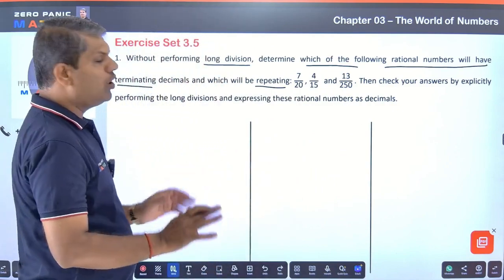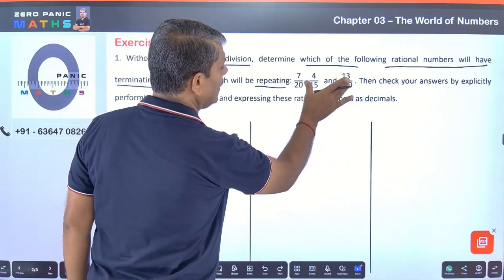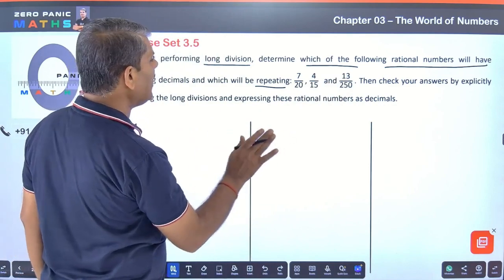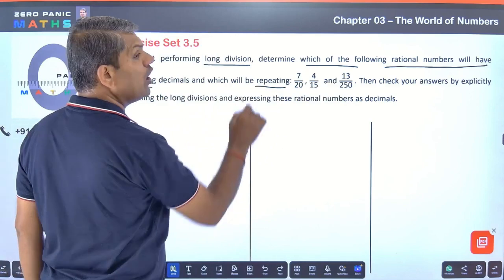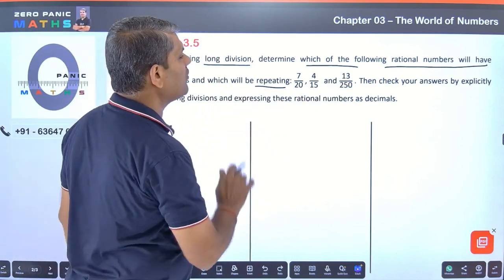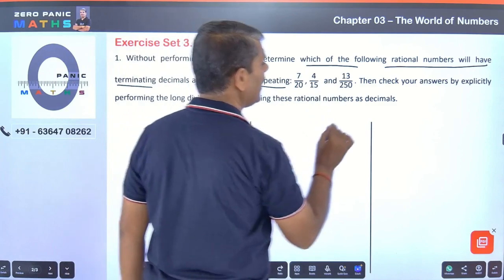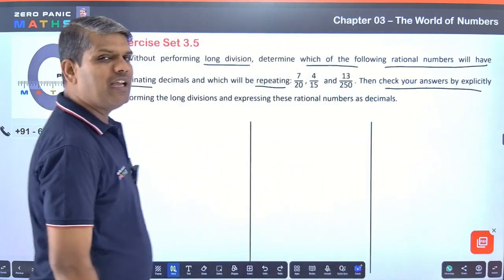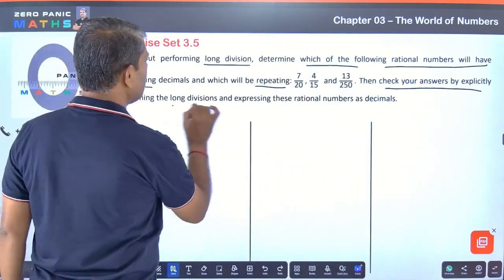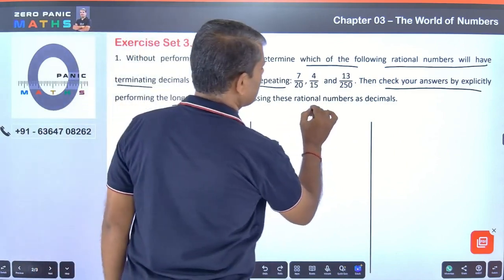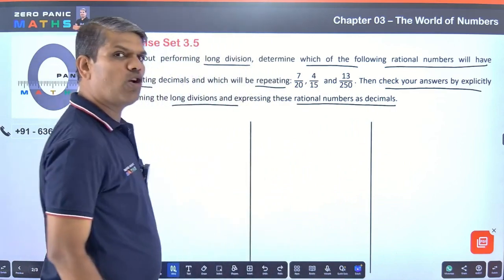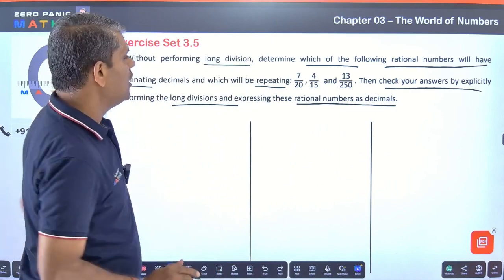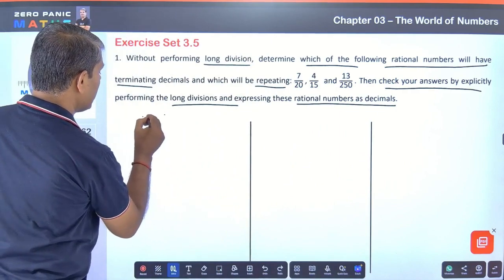First of all, we need to convert these three rationals into decimal format and decide whether they are terminating or repeating. That is the first part. Second part, after doing that, check your answers by explicitly doing the long division process, to express the rational numbers as decimals. So the long division process is the second part of this question. Understood this? Let us consider 7 by 20.